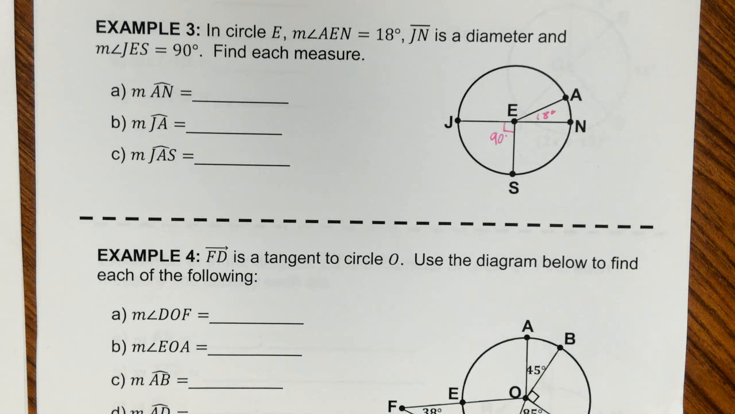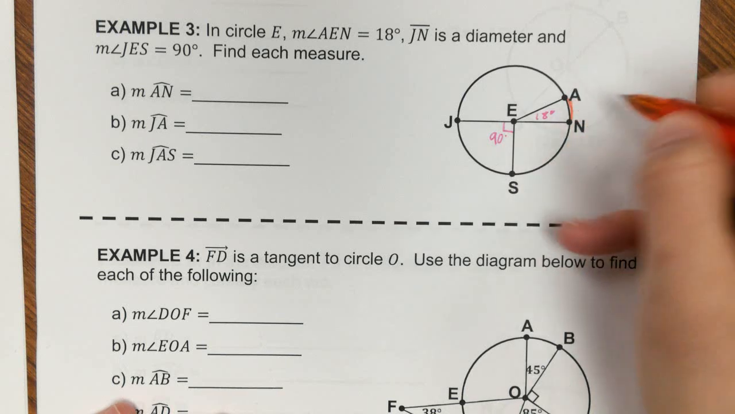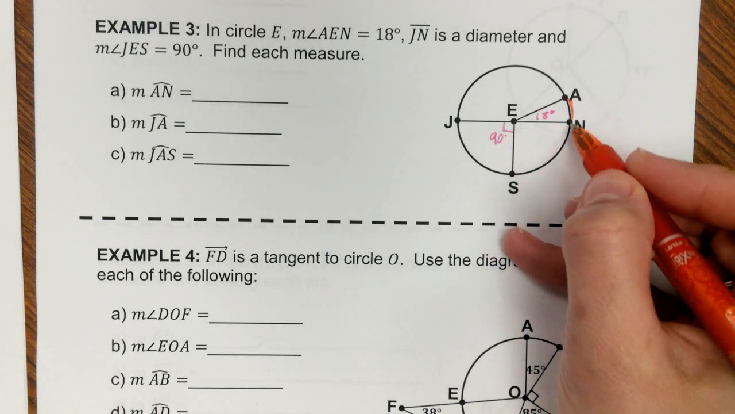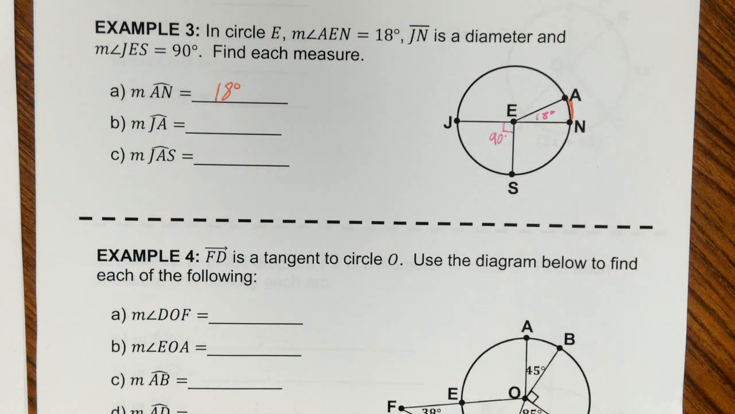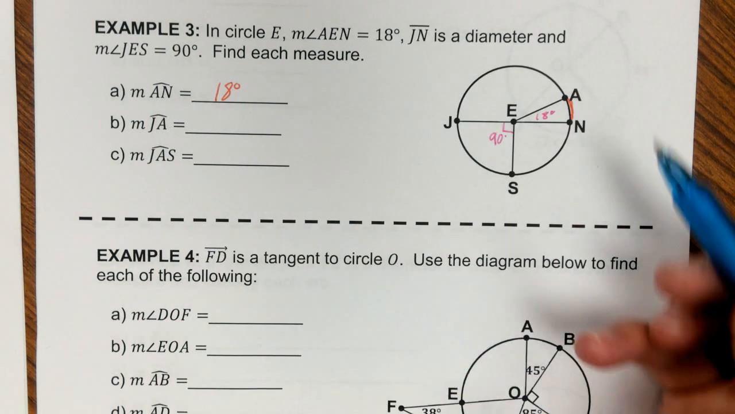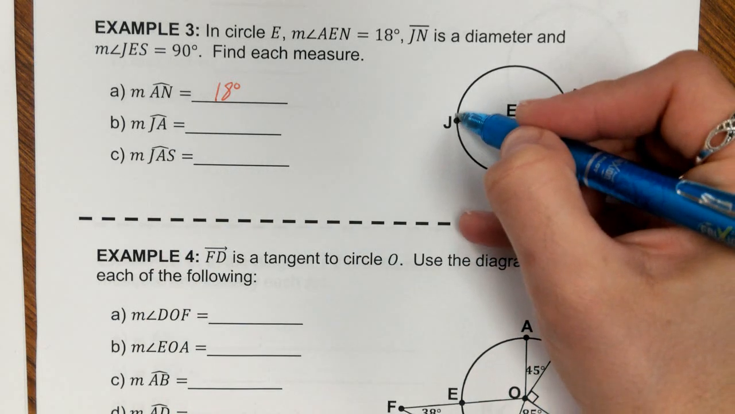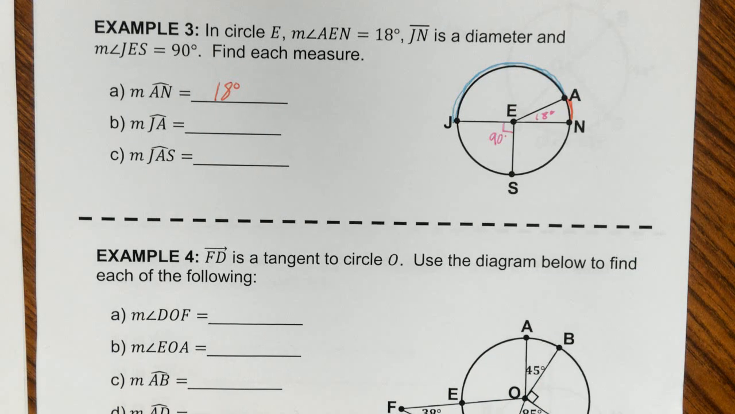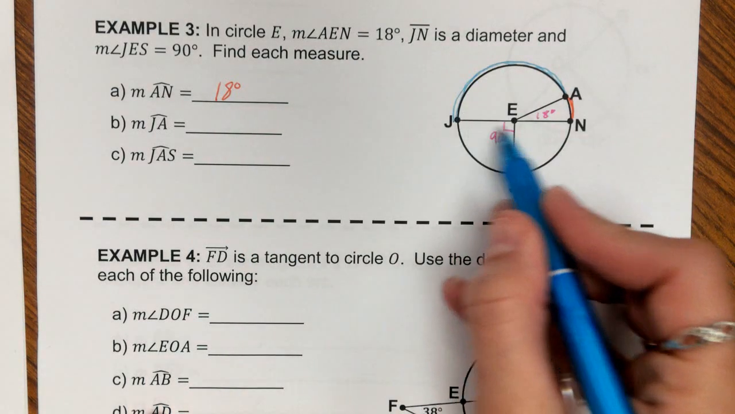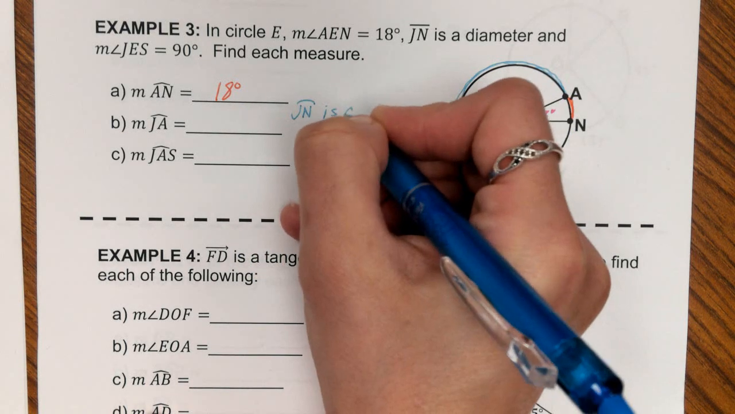So we want to find first the measurement of arc AN. Well, as we discussed, the central angle and its corresponding arc are going to have the exact same measurement, so we have 18 degrees. Next, we want to look at the measurement of arc JA. So if we find J and we go over here to A, all right, so here's JA. It's still going to be a minor arc because it's less than half that circle. Okay, so since JN right here is a diameter, so we'll put arc JN is diameter.